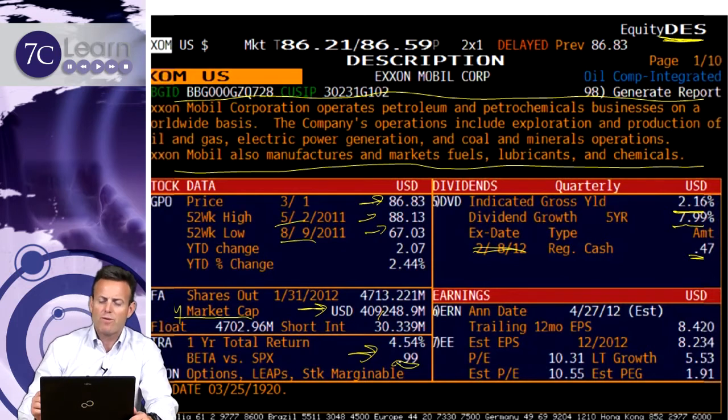It also gives me information about earnings and comparing those earnings to price. Because if I pay this $86 and change to buy the stock, well, what do I get? Well, I'm entitled to some amount of earnings.